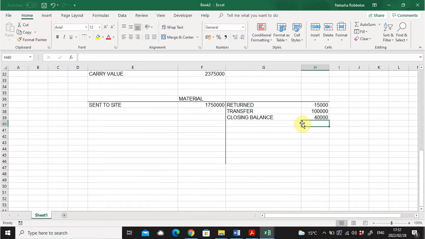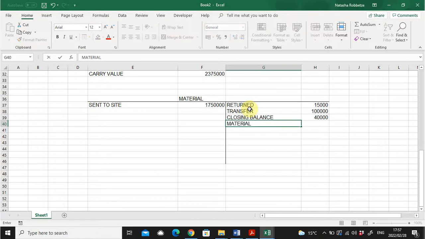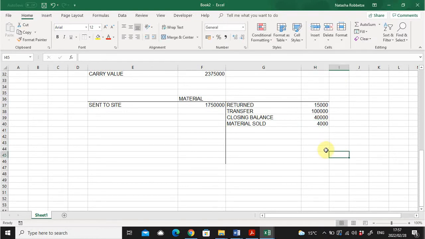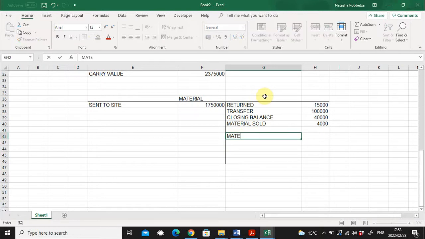Then there was also some material sold. Please remember that we need to use the cost price, which was 4,000. The selling price was 5,200. Now we can go and calculate the material used, because the material used will be the balancing figure here.